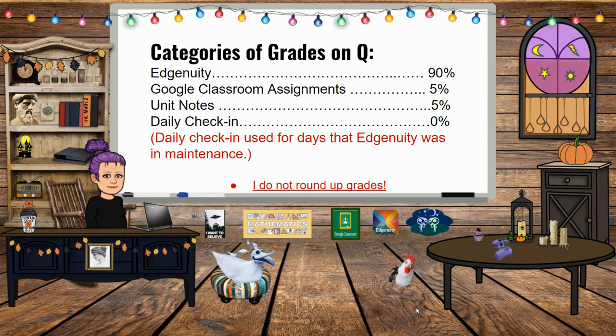So Edgenuity, like I said, is 90% of their grade in Q. 5% is Google Classroom assignments, and unit notes are 5% of their grade also. Their daily check-in, like I said, was only used when Edgenuity was under maintenance.